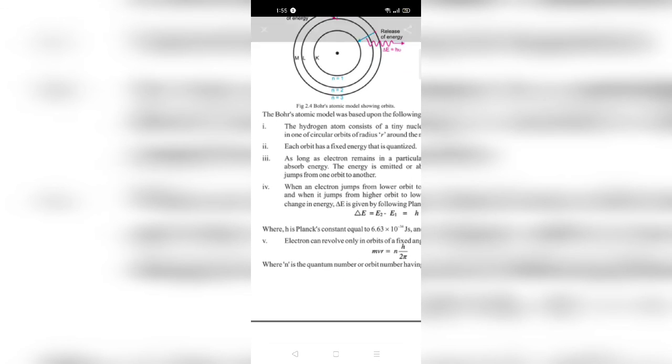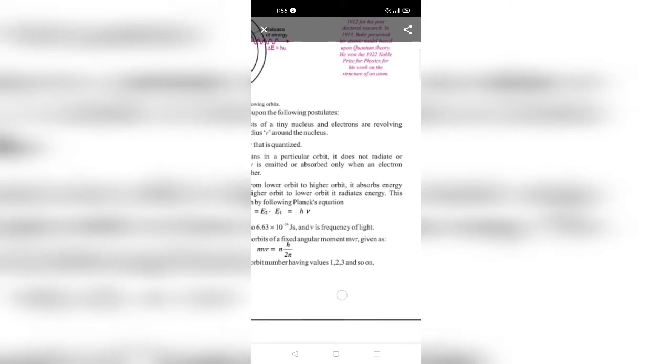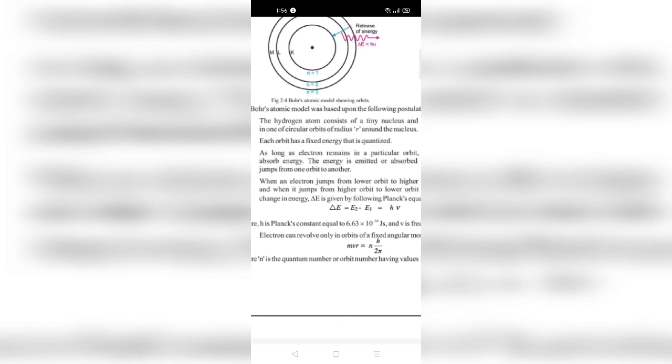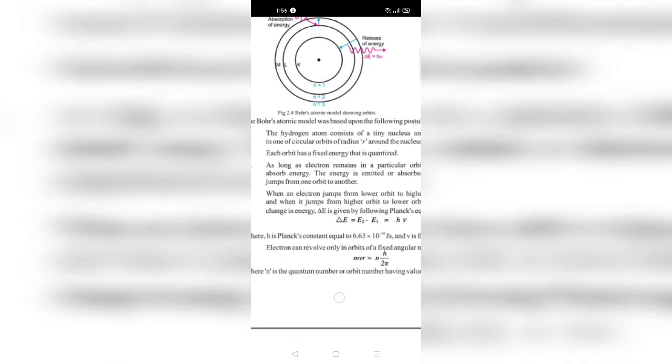Third one: when do the electrons emit or absorb radiation? When the electrons remain in their particular orbit, they don't emit or radiate energy. Radiate means loss of energy: emit energy and absorb energy. It does not absorb, emit or radiate energy. It only emits energy when it jumps from one orbit to another orbit. For example, n1 electrons may jump towards the n2 or n3 orbit, and from the higher orbit n3 they may move towards n1.